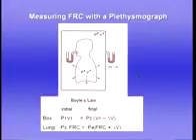Now that's a little bit complicated, and I'm sure some of you will want to sit down later on and work through it yourself, but it's basically an application of Boyle's law to two situations. First, the gas in the plethysmograph, and secondly, the gas in the lung.